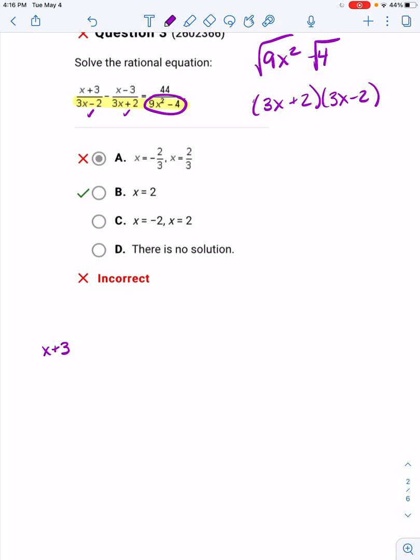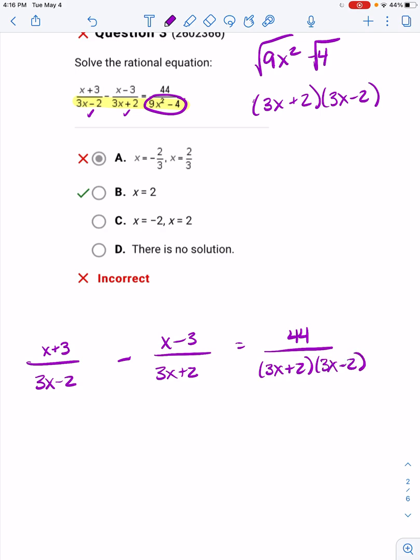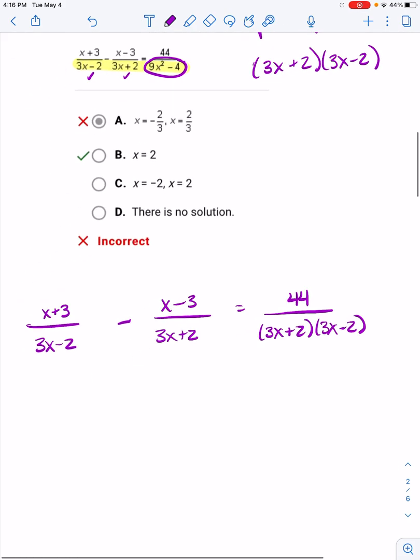So I have x plus 3 over 3x minus 2 minus x minus 3 over 3x plus 2 equals 44 over, and I'm just changing that denominator to the factored form, 3x plus 2, 3x minus 2. Okay, so then, and I always do this, you don't have to write it out if you don't want to. So my LCD, again, I just kind of start with the first factor is 3x minus 2. So I have 3x minus 2, and then I just look to see if there are any others. So yep, there's one right here, so that's taken care of.